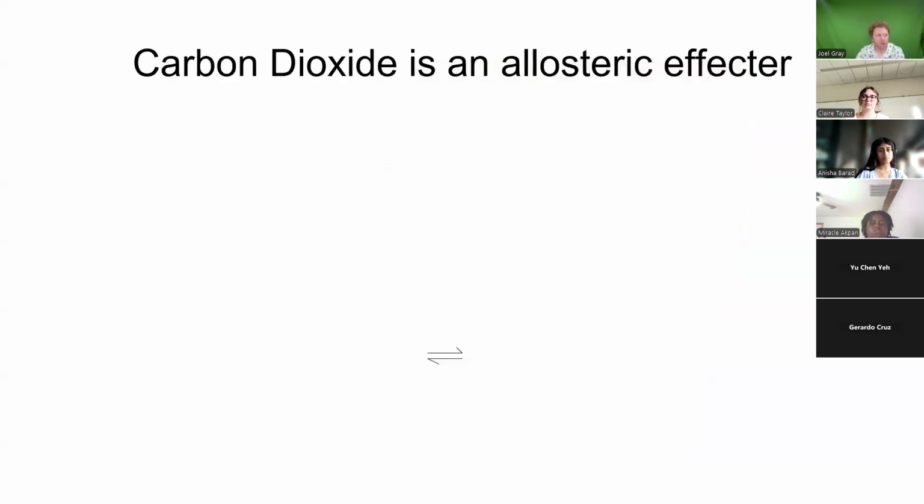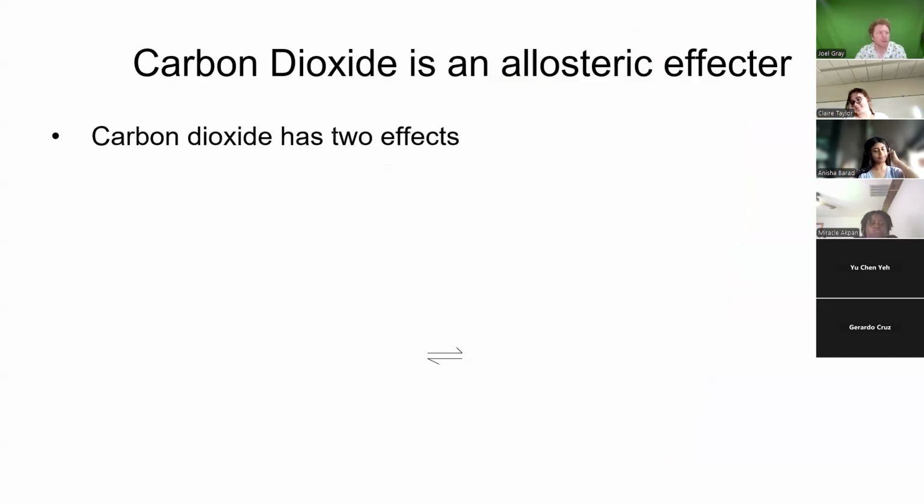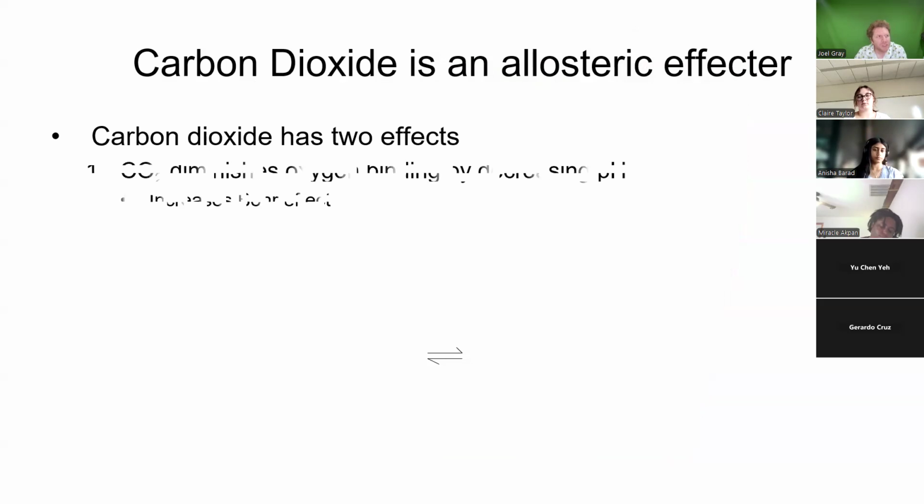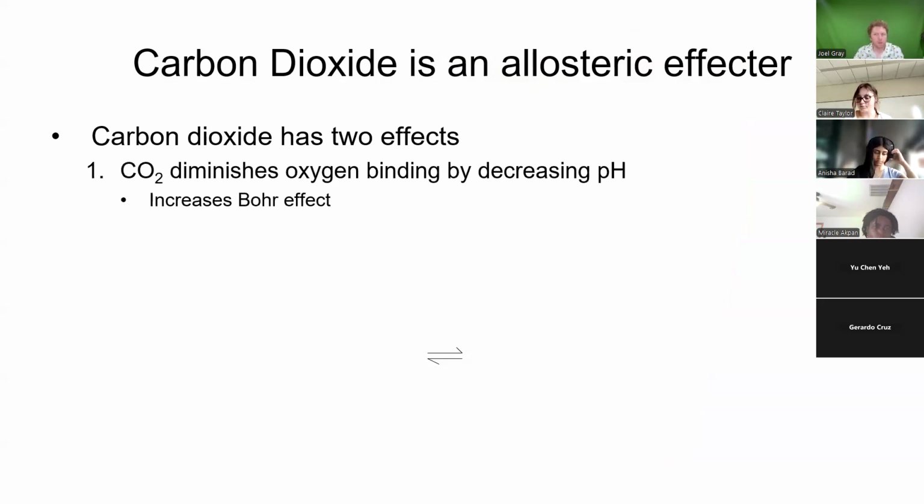Now, carbon dioxide is another allosteric effector. Why is carbon dioxide an allosteric effector? Well, carbon dioxide does two things. Carbon dioxide diminishes oxygen binding by decreasing the pH. I was reading this line and the next line simultaneously. It decreases the pH, therefore it increases the Bohr effect. So CO2 diminishes oxygen binding. I'm going to put a little star by increasing hydrogen ion concentration. Actually, I'm not going to put a star, I'm going to put that in parentheses. So it increases the effect of the Bohr effect.